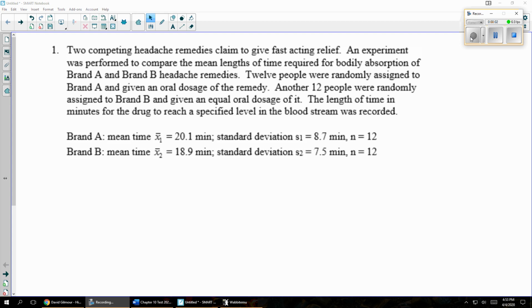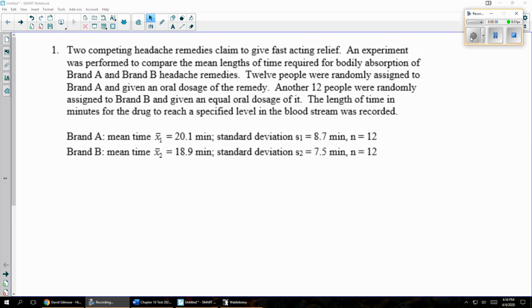Looking at this question, it says two competing headache remedies claim to give fast-acting relief. An experiment is performed to compare the mean lengths of time required for bodily absorption of brand A and brand B headache remedies. 12 people are randomly assigned to brand A and given an oral dosage. Another 12 people given brand B. The length of time in minutes for the drug to reach a specified level in the bloodstream was recorded. And here's what we've got for our summary statistics.